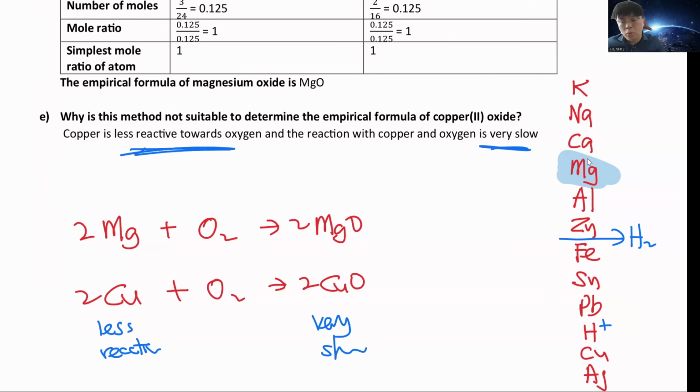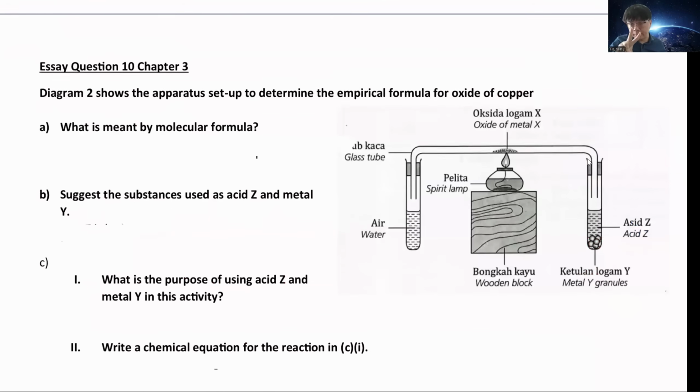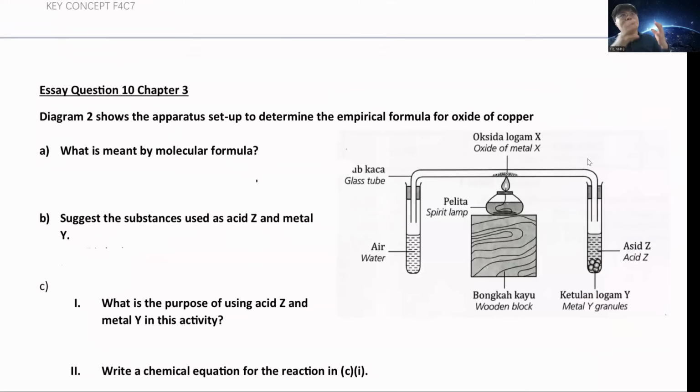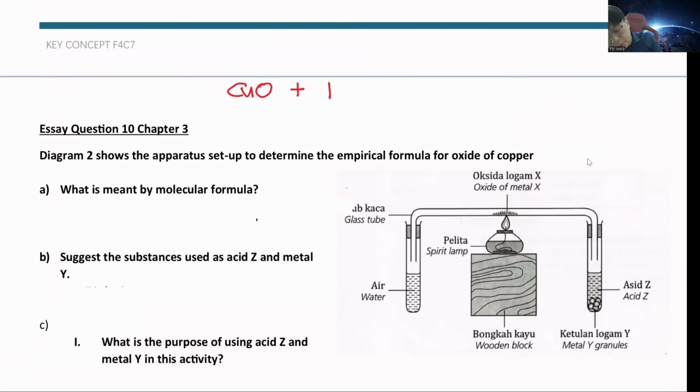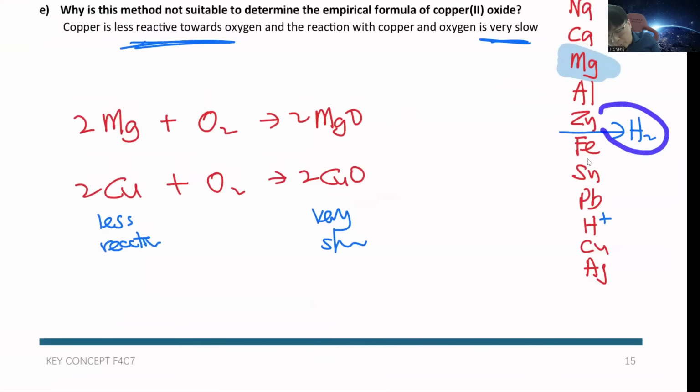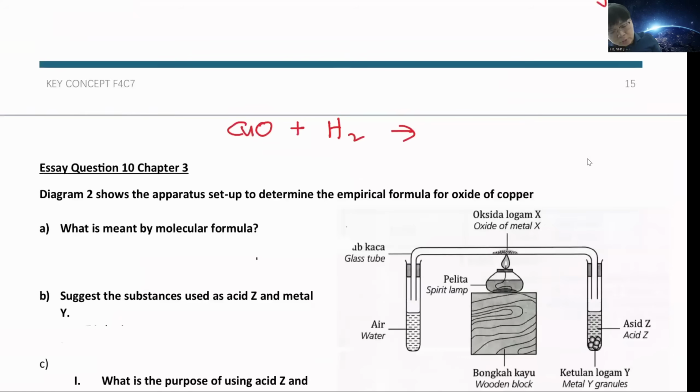So for copper, what do we do? We'll go for the second experiment. Since copper burning in oxygen is very hard, the lab assistant would have to help you heat the copper with oxygen. Maybe they take 1 hour, 2 hours to heat it, and then you get your copper 2 oxide in your hand. So what I do is use hydrogen gas, because hydrogen gas is more reactive than copper. So the hydrogen is able to steal the oxygen from the copper because it's stronger.